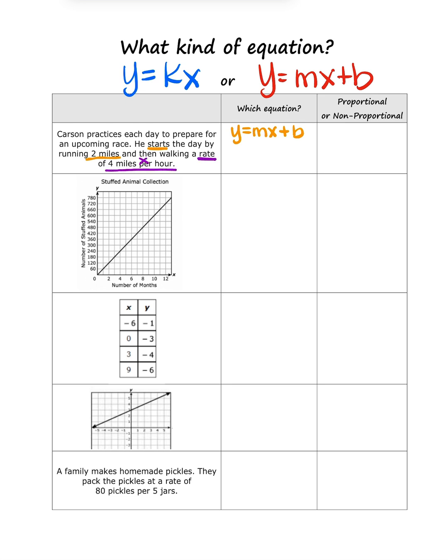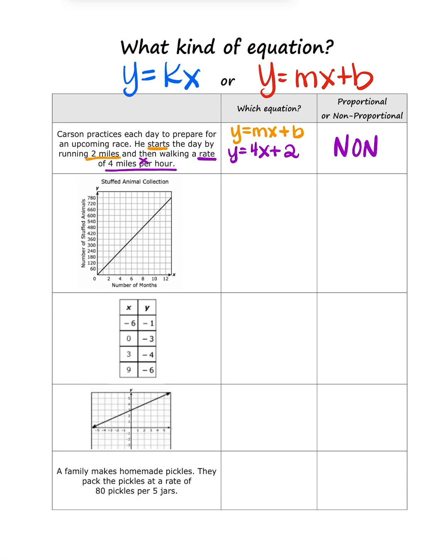Remember, per is our multiplying word. So per would be our m. So we have 4x plus that 2 miles he started with, or he began with. And remember, that all equals y. And then, is this proportional or not proportional? Well, I know it is not proportional because, again, it has the plus. And we know if there's a plus, it is non-proportional.